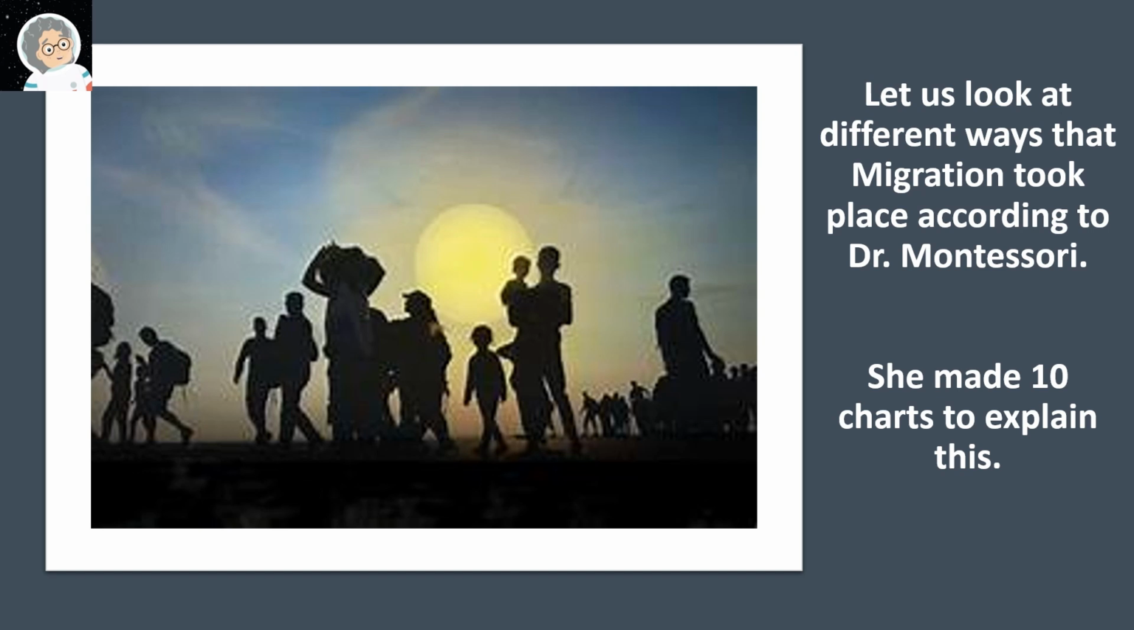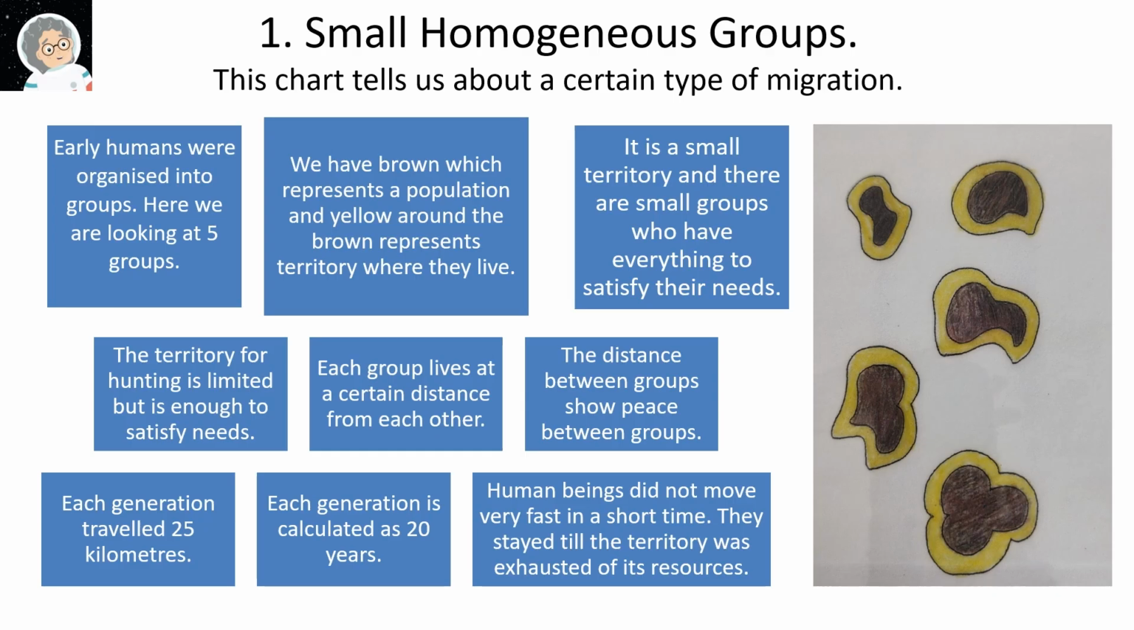Let us look at different ways that migration took place according to Dr. Montessori. She made 10 charts to explain this. 1. Small homogeneous groups. This chart tells us about a certain type of migration. Early humans were organized into groups. Here we are looking at 5 groups.